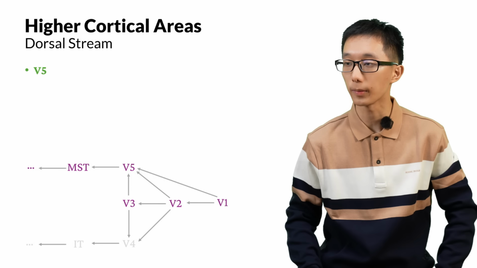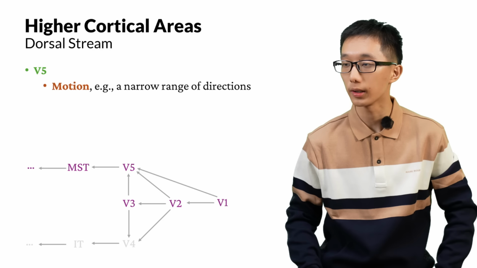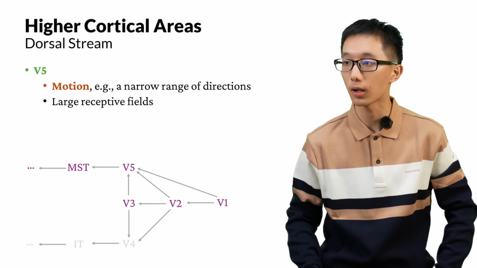First, the dorsal stream. The dorsal stream has a component called V5. It senses motion. For example, it has cells that are sensitive to a very narrow range of directions of movement. Its cells usually have large receptive fields and are able to sense motion across a large area.